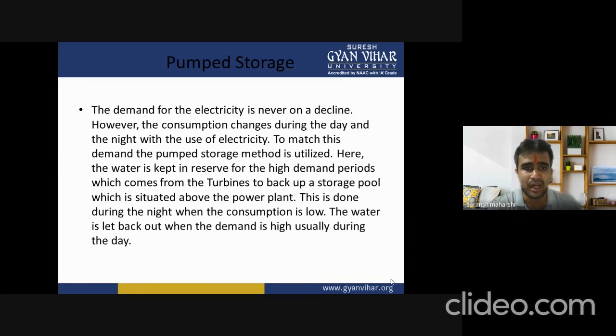And this type of method is used in this concept, where water is kept in reserve for the high demand periods and comes through the turbine, which converts energy to mechanical energy, and backs up a storage pool which is situated above the power plant. It is done at night when the consumption is low, not too high. Under these conditions, water is let back out when the demand is high, usually during the day.